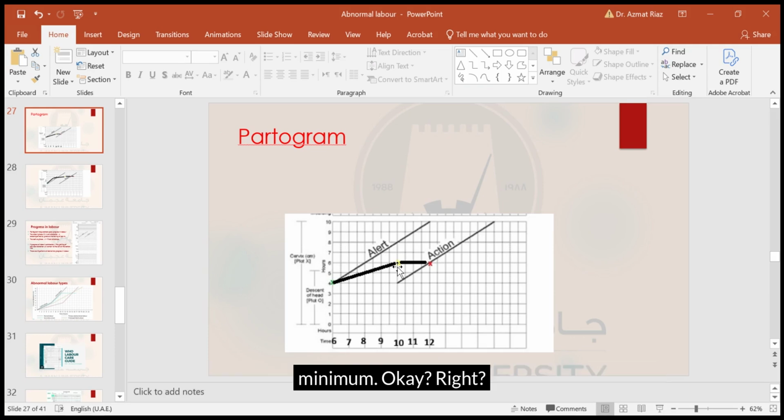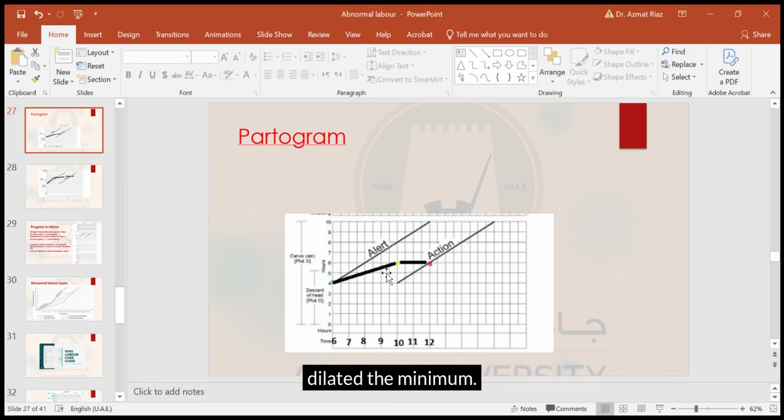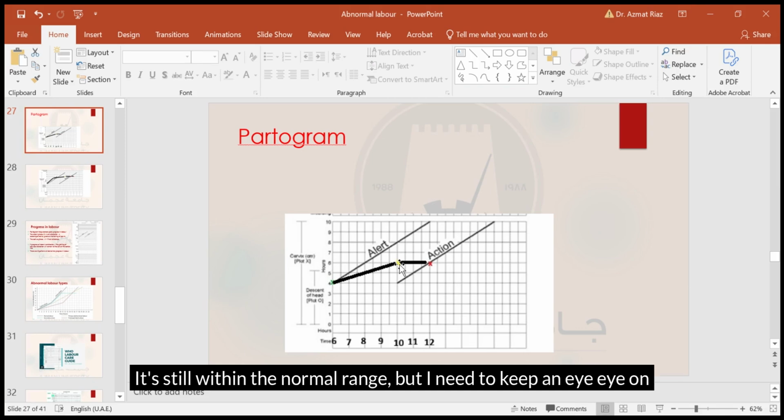Ideally, it should be at least 1 centimeter per hour. So 2 centimeter per 4 hours is a minimum. So she has dilated the minimum. I mean, she's still normal, right? It's still within the normal range, but I need to keep an eye on her.